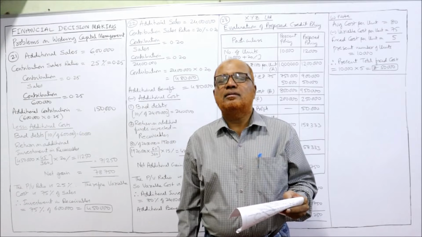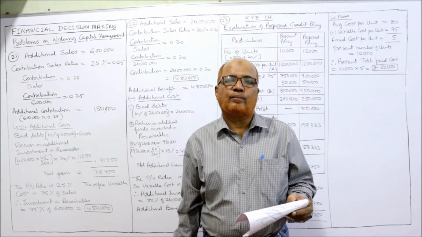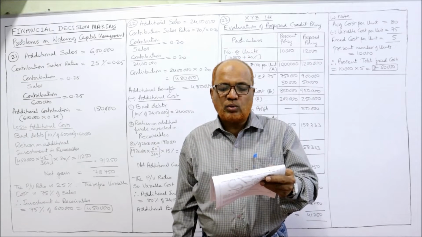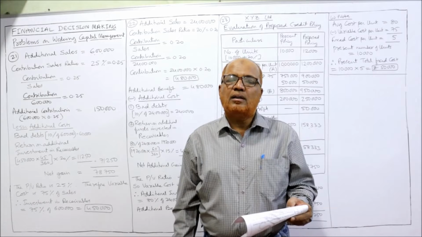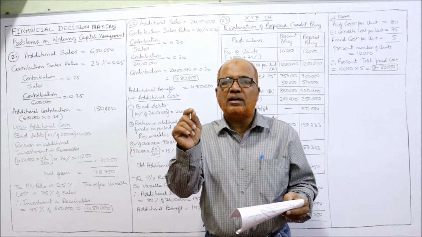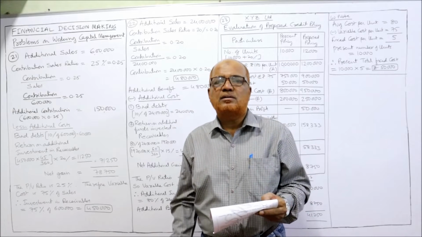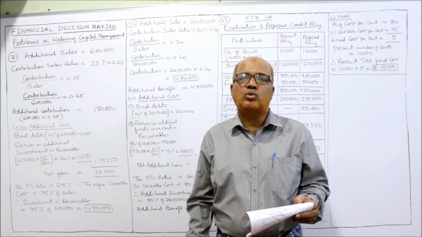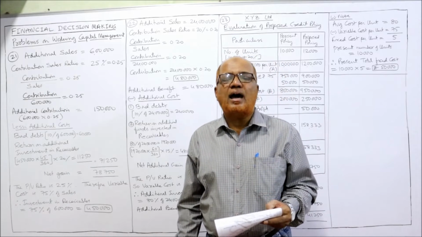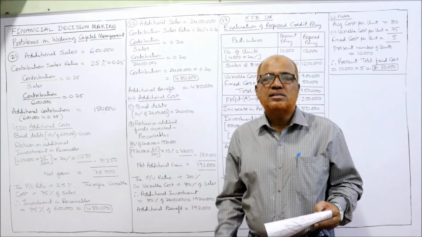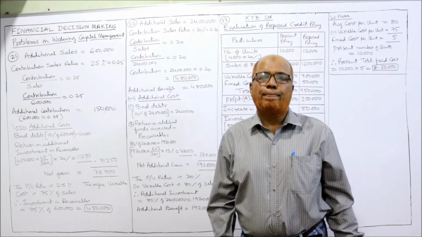Contribution to sales is also known as PV ratio, profit volume ratio. So the contribution to sales ratio is 25%, which means the contribution is 25% of sales. If sales are 100 rupees, 25 rupees will be the contribution, and contribution is the difference between sales and variable cost. Sales minus variable cost is equal to contribution.